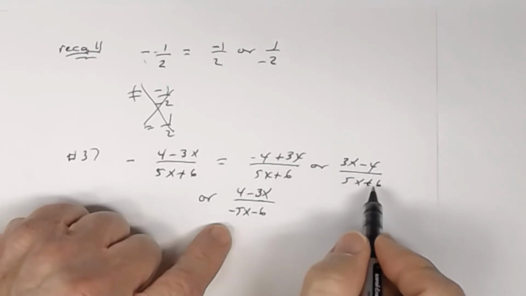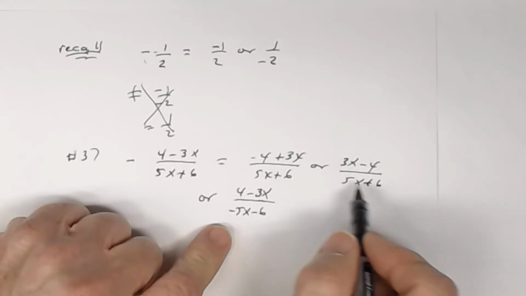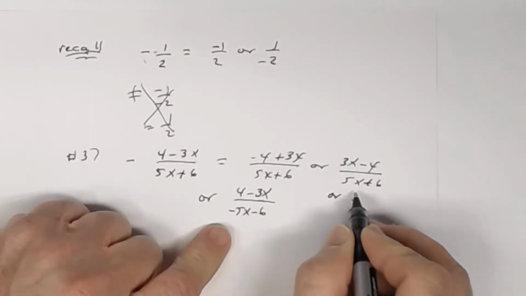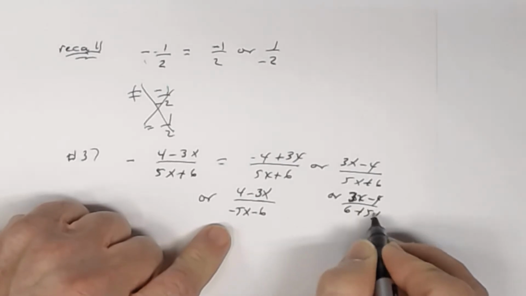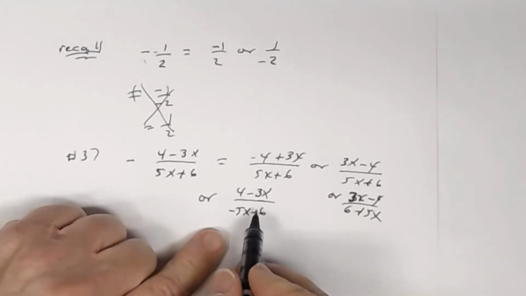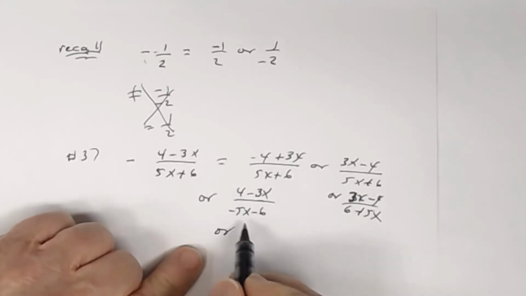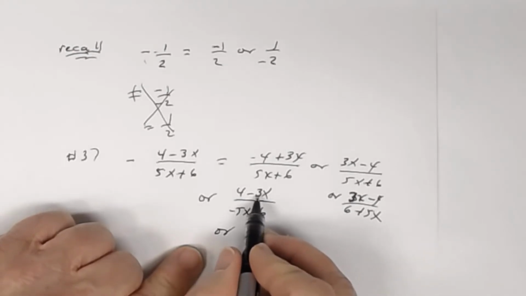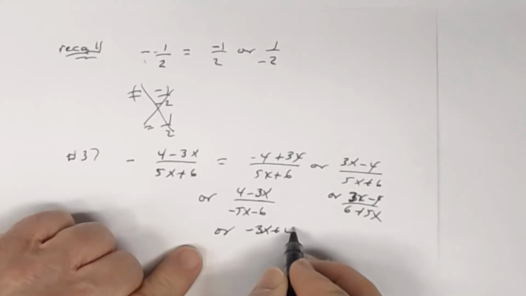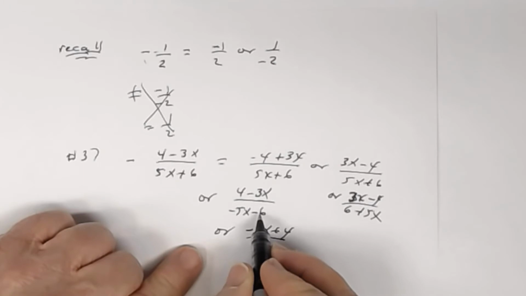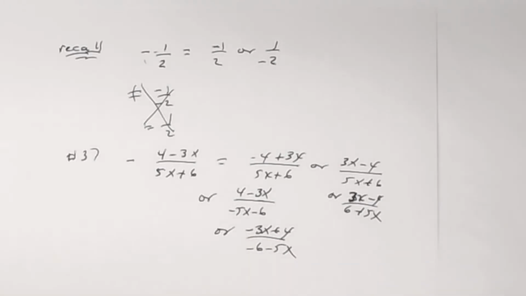And you could have said, well, could I write it as 6 plus 5x? Sure you can. Addition is commutative. So you could have said 3x minus 4 divided by 6 plus 5x as well. All right. And over here, same thing. I just want you to notice that this right here means the same thing as negative 3x plus 4 divided by, if you want, you can rewrite this as negative 6 minus 5x. So those all mean the same thing.